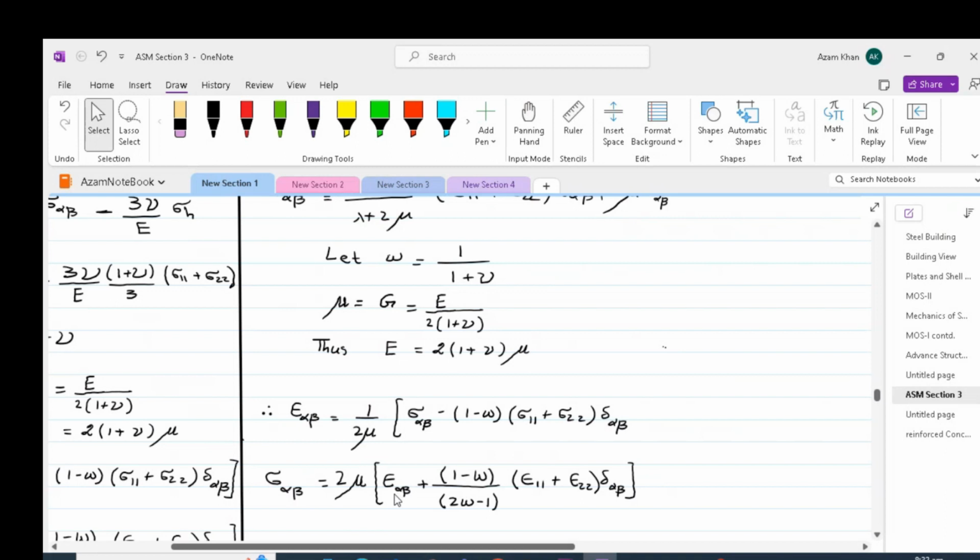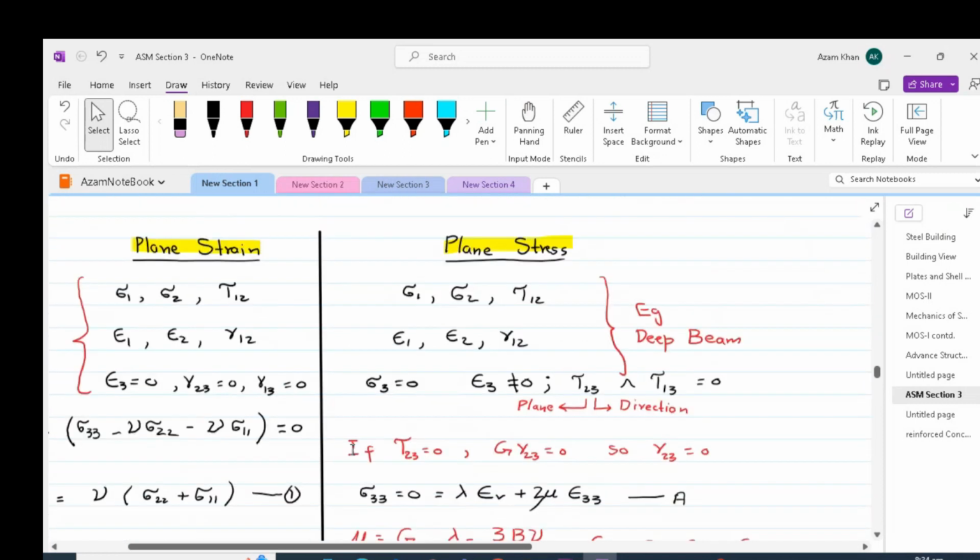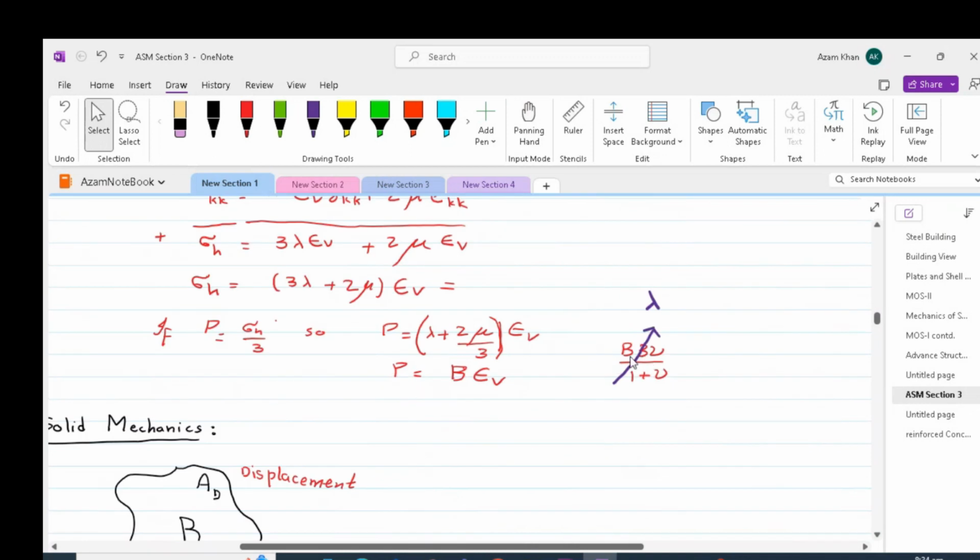From here we can work out the strain alpha beta, which is equal to 1 by 2 mu [sigma alpha beta minus (1 minus omega)(stress 1 1 plus stress 2 2) delta alpha beta]. Please note that the stress equation has got lambda and mu. Lambda we defined earlier as 3B nu divided by 1 plus nu, and B, which is the bulk modulus, is equal to lambda plus 2 mu by 3.